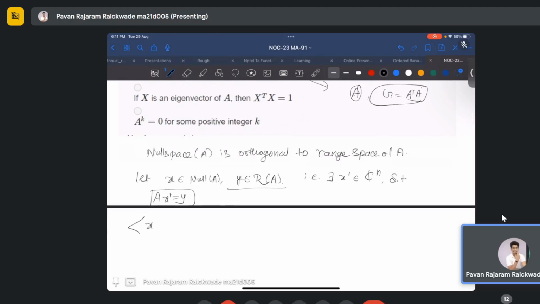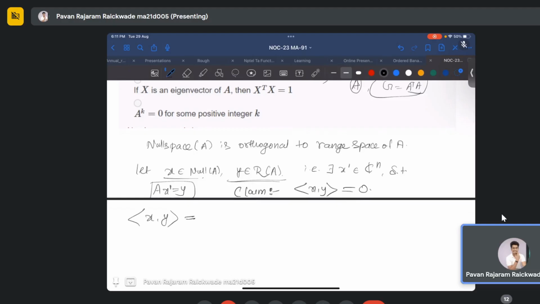So consider the inner product of X with Y. I want to show that this is 0. Then only X will be orthogonal to Y. So every element in the null space is orthogonal to every element in the range space. That's what we want to show. What is the inner product of X with Y? It is X with A X dash, which is the inner product of A star X with X dash.